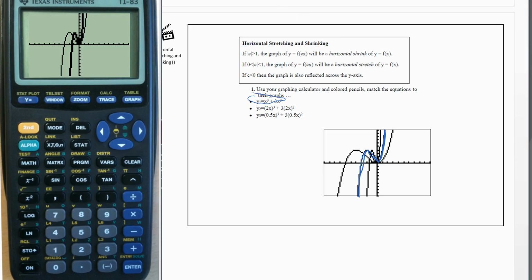Let's do the next one in red. So this one where we multiplied by a positive number inside, shrunk it horizontally. And when we multiply by a number less than 1 inside, like 1/2, it's actually going to stretch it horizontally.